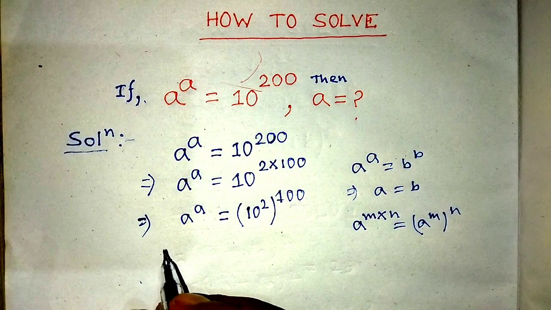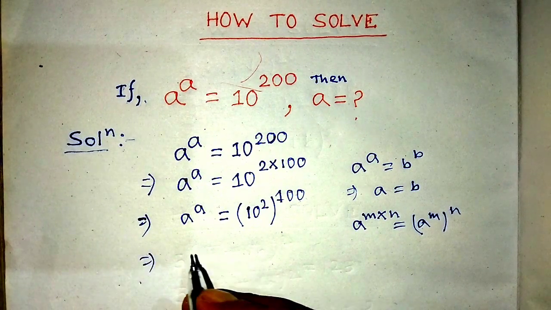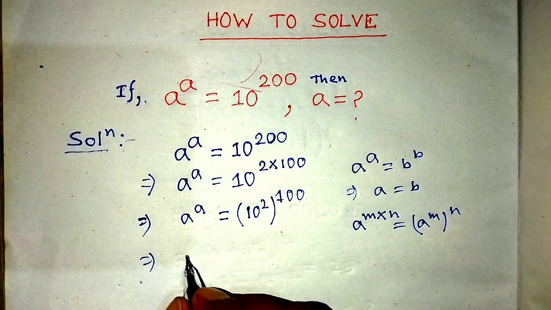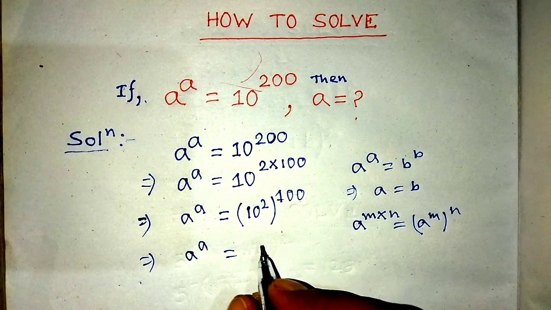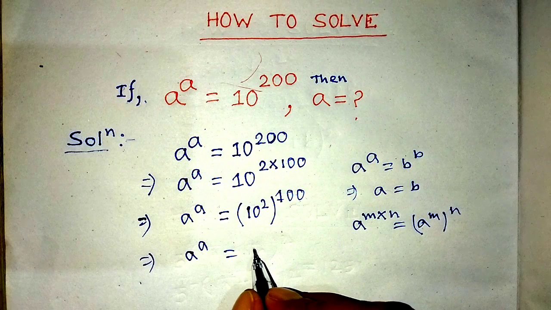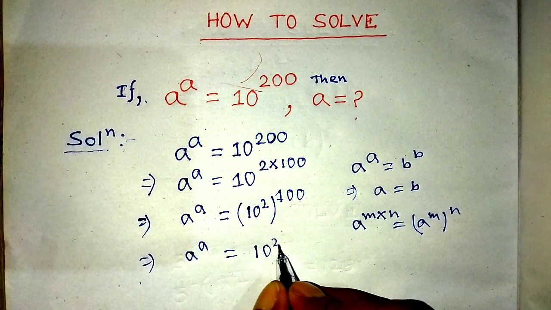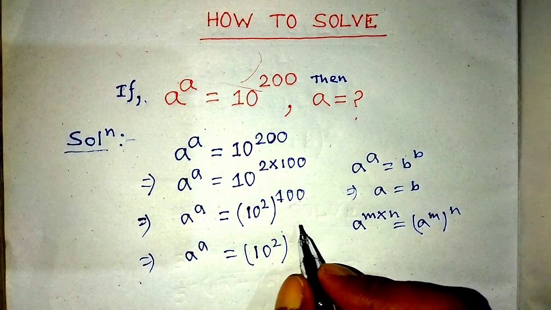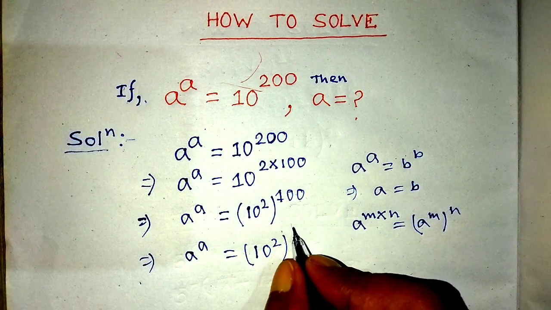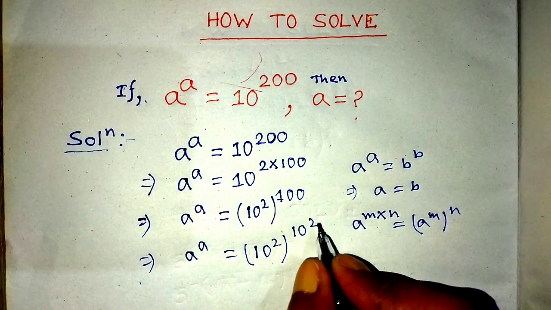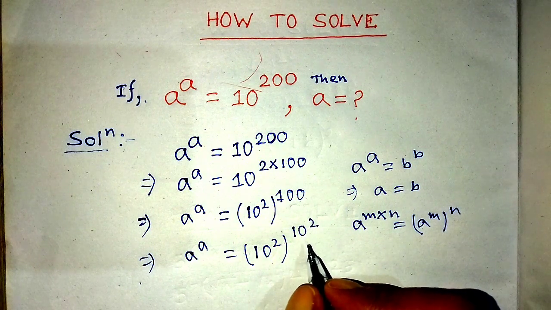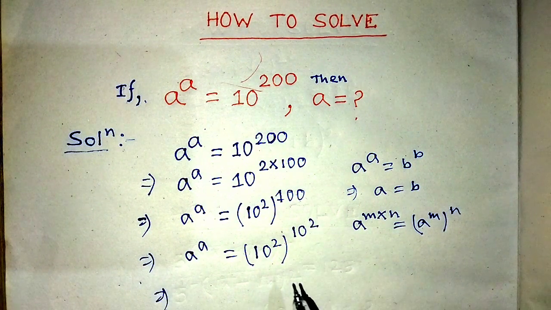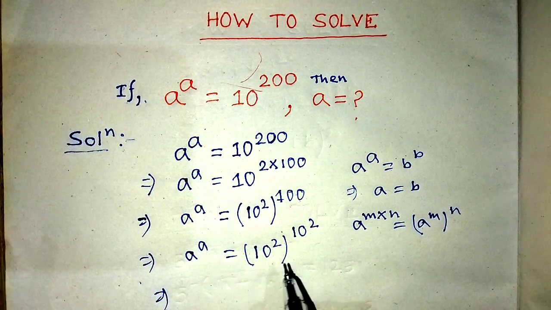Okay student, so that's why on the left hand side again we have to write a to the power a is equal to, on the right hand side in the place of base again we have to write 10 square, and in the place of 100 we have to write 10 square. If you write 100 in exponential form, you can write 10 square. So student, on both sides of this equation base and power both are same.